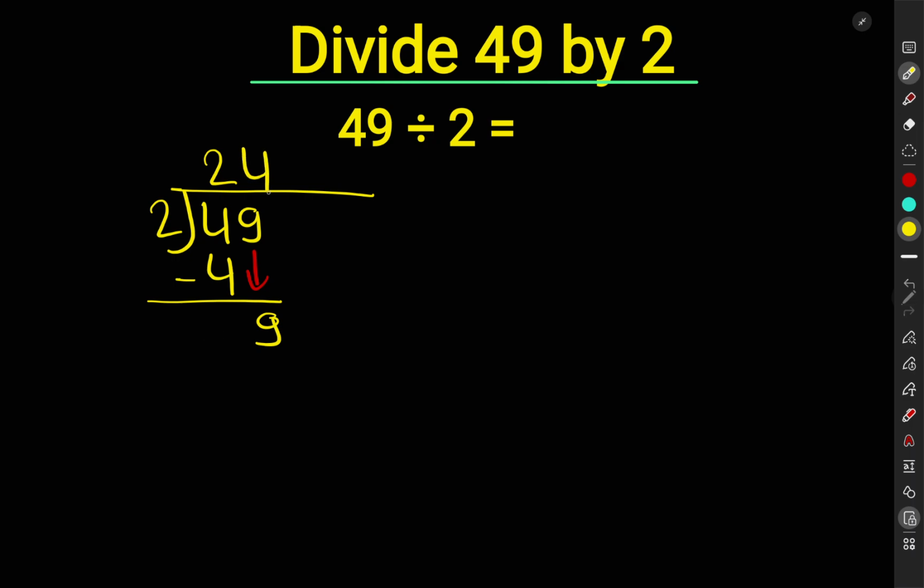So 2 times 4 means 8. On subtracting we get 1. So now this 1 is less than 2 and there is no other number beside. So we keep here decimal so that we put here 0. So 2 times 5 means 10. On subtracting we get 0.